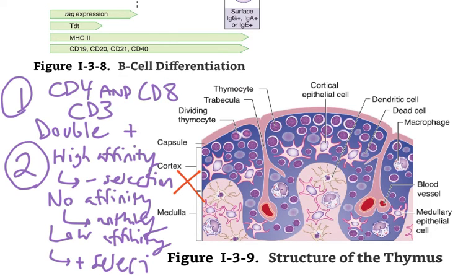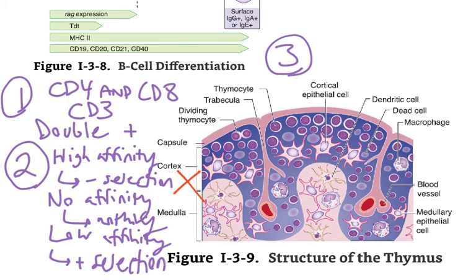What am I doing? This won't let me write selection. So they're going to get positive selection, and positive selection is going to tell them to grow and divide and differentiate some more and go to the thymus medulla. The last thing that's going to happen is that these cells are going to decide whether they want to be helper T cells or cytotoxic T cells.